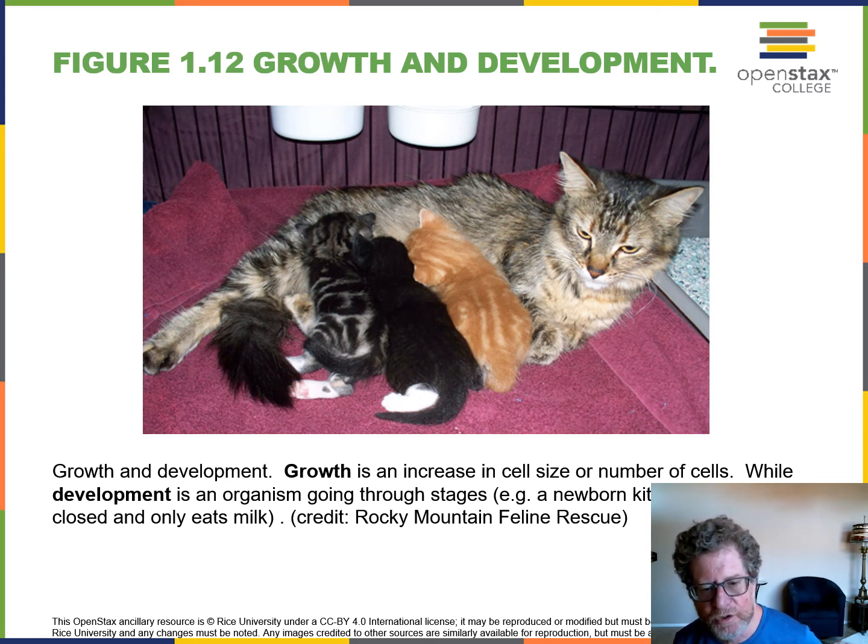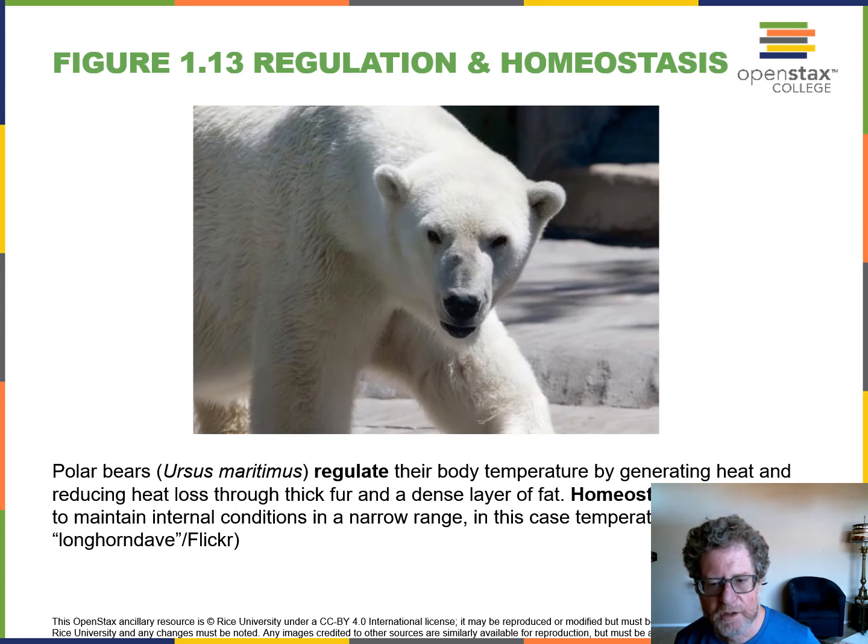In this case, early on, kittens are born with their eyes closed, and it takes a while for them to be able to open their eyes. They begin by feeding on their mother's milk, and later on they'll begin eating solid foods. So going through different stages of life is development.